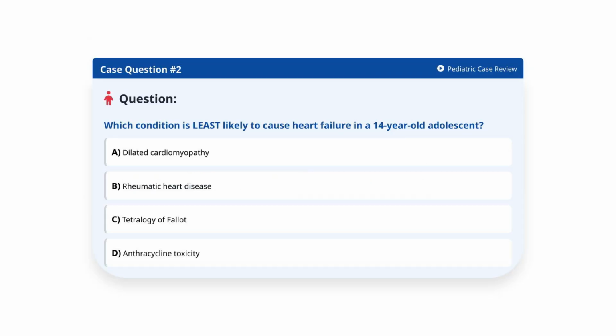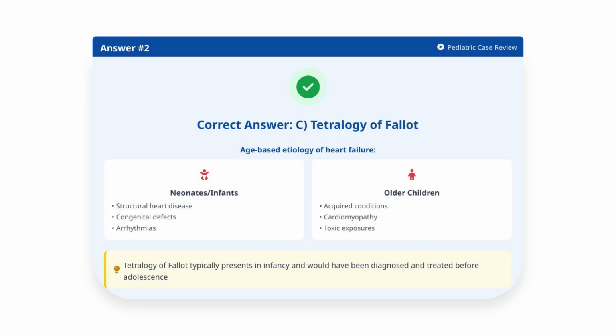Which condition is least likely to cause heart failure in a 14-year-old adolescent? Is it A, dilated cardiomyopathy, B, rheumatic heart disease, C, tetralogy of Fallot, or D, anthracycline toxicity? Consider the typical age presentation of these conditions. The correct answer is C, tetralogy of Fallot. This congenital condition typically presents with cyanosis in infancy and would have been diagnosed and treated long before adolescence. In teenagers, acquired conditions like dilated cardiomyopathy, rheumatic heart disease, and chemotherapy-induced cardiotoxicity are more common causes of heart failure.